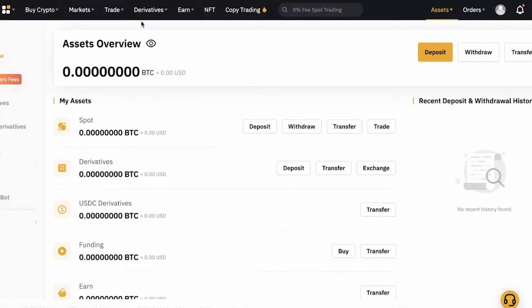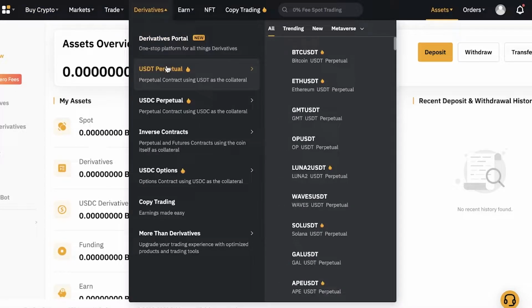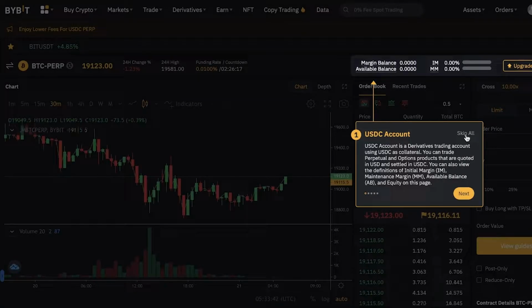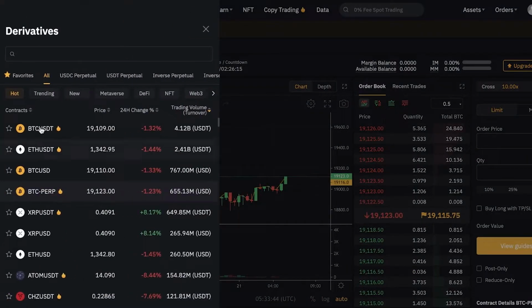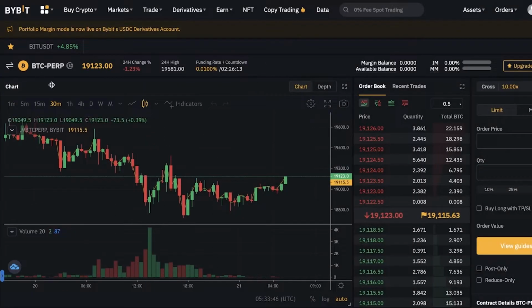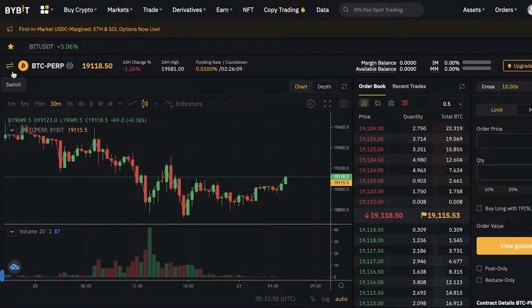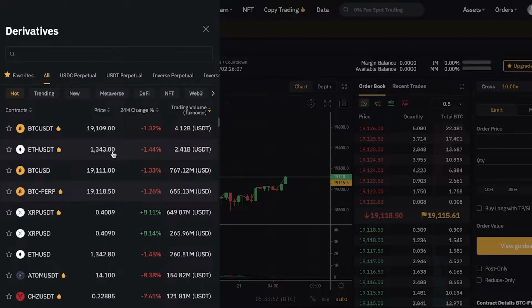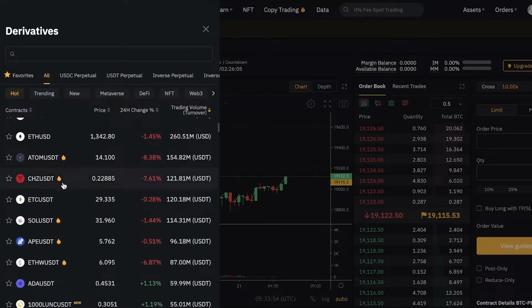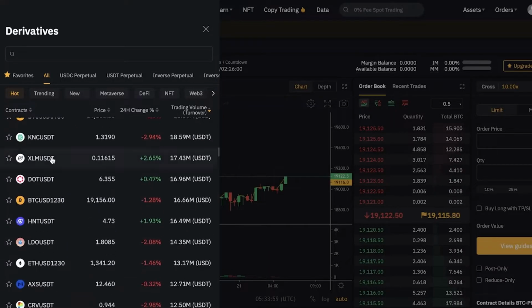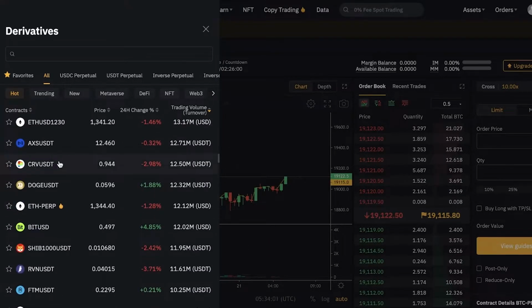Now, after that, click on derivatives. Once you click on derivatives, let's say we want to go into USDC derivatives. These are all the crypto tokens that are available for your derivatives trading. We are over here on BTC Perpetual. If you click on the top left, you can switch into any crypto token of your choice. You have Ethereum, XRP, Luna, and so many other crypto tokens as well.